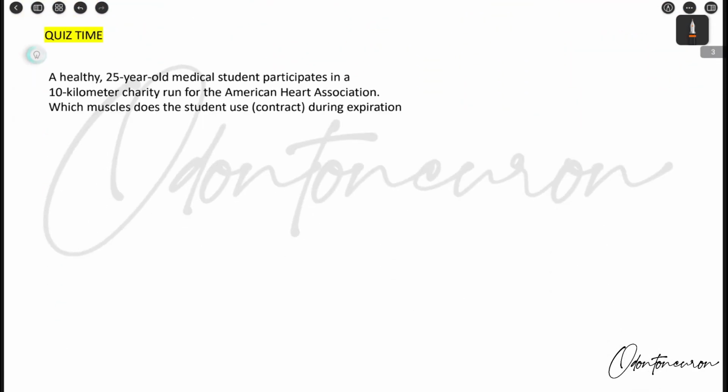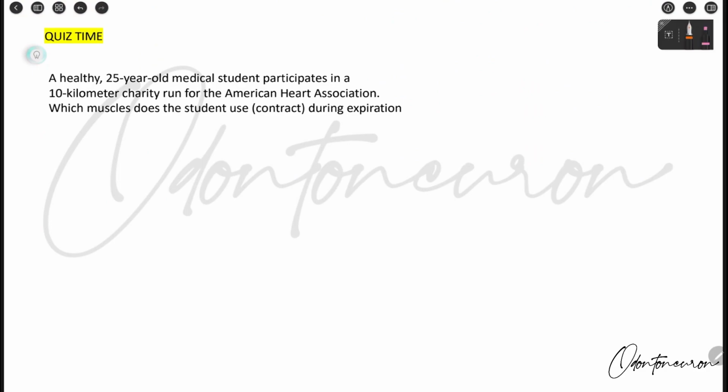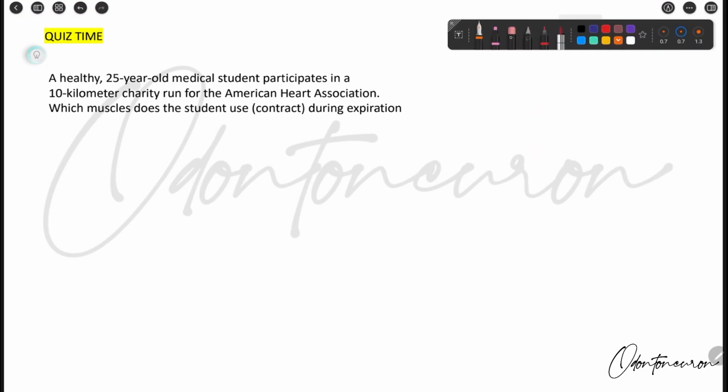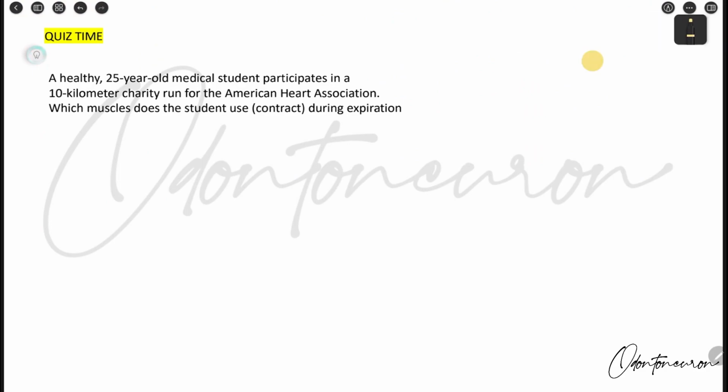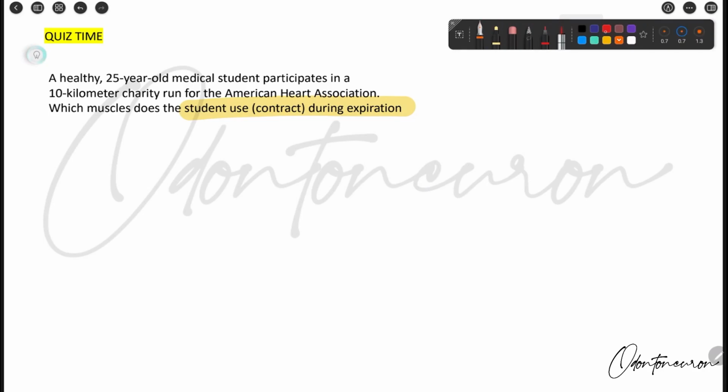Now let's go to the question. This is a simple question, not that complicated. The question is: a 25-year-old medical student participated in a 10-kilometer charity run according to the American Heart Association. You can put whatever association you want. Which muscle does the student contract during expiration? He's asking which muscles are used for expiration.